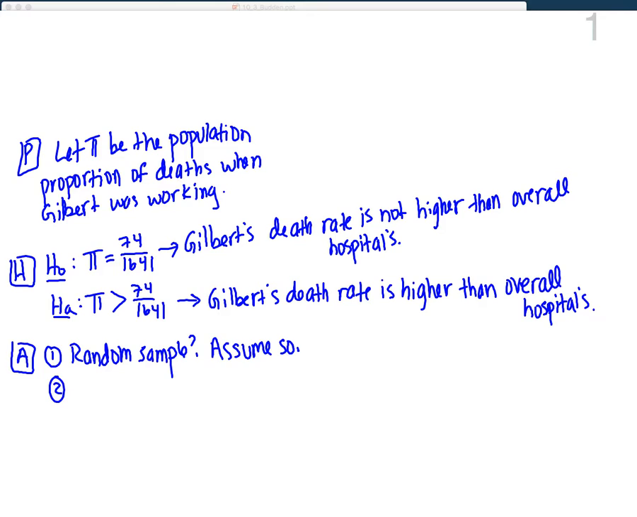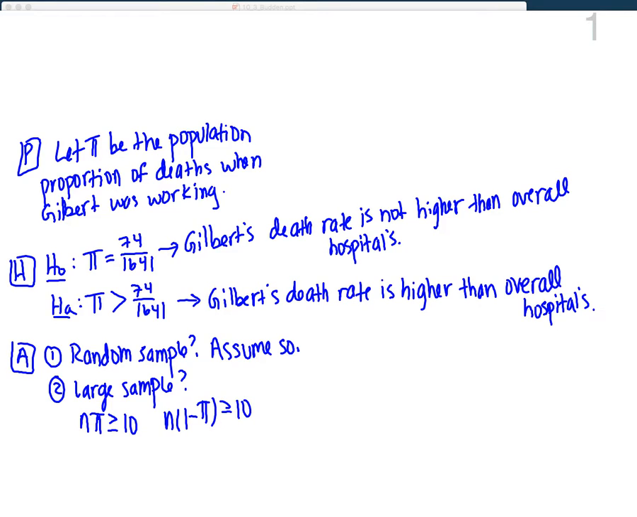Second assumption, large sample. Okay, this is where it changes. How did we check that for a confidence interval? With P: n times P greater than or equal to 10, and n times 1 minus P greater than or equal to 10. For a hypothesis test, it's with pi: n times pi greater than or equal to 10, and n times 1 minus pi greater than or equal to 10.